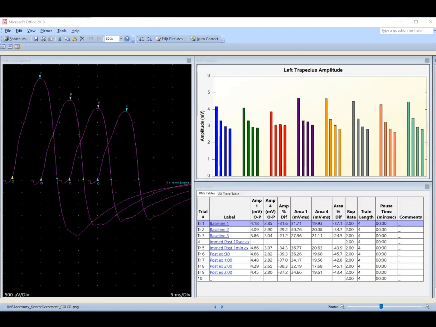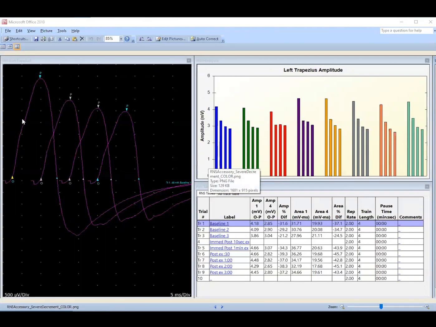You can see here on the screen, this is a spinal accessory repetitive nerve stimulation, stimulating at 2 hertz. In our laboratory, we stimulate at 2 hertz, and we give 4 shocks. Some laboratories will give more shocks. They'll extend that out and give 5 or 6 or 7 to look for a leveling off of the amplitude. But in our laboratory, we only give 4 shocks.